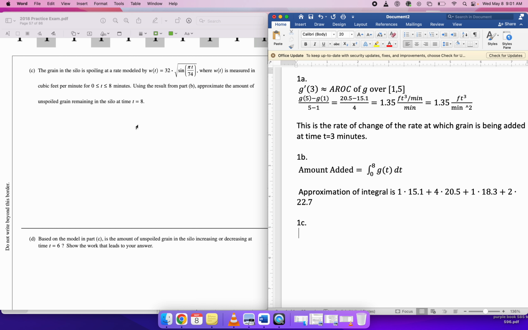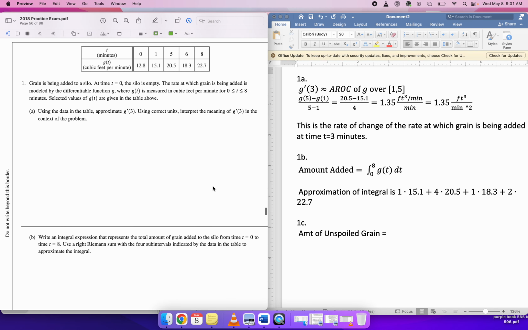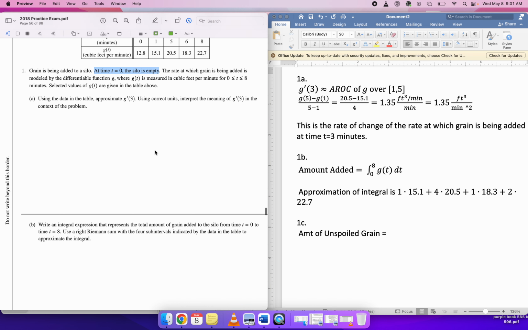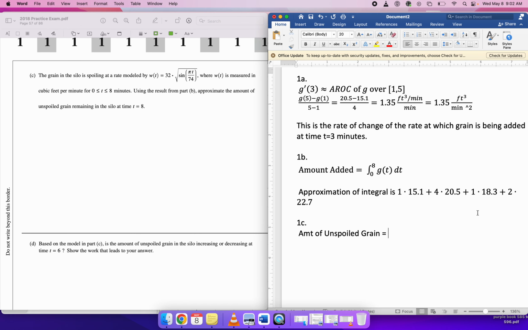That means that at time t equals 8, the amount of unspoiled grain is going to be the following. It's the initial amount of grain that we started with, because I do believe that you start with some grain before the process even begins. Oh, no, I'm wrong about that. The silo is empty at t equals 0. So there is no initial grain to consider. So it's the amount of grain which is added to the silo over the course of the first 8 minutes, which a moment ago we found is this number right here.